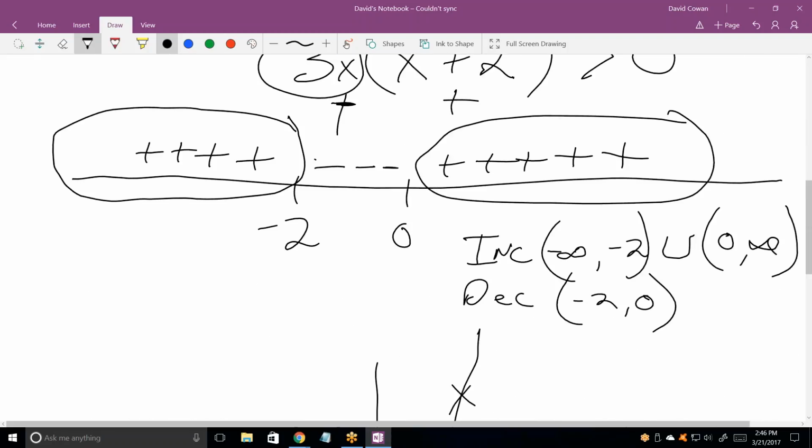This is where the slope of the tangent line is 0. Notice that my increasing and decreasing did not include either of those 2 points. That's because at those 2 points, the slope of the tangent line was 0. Now, what you want to know isn't just that the tangent line is 0. You want to know, is it a maximum or is it a minimum?